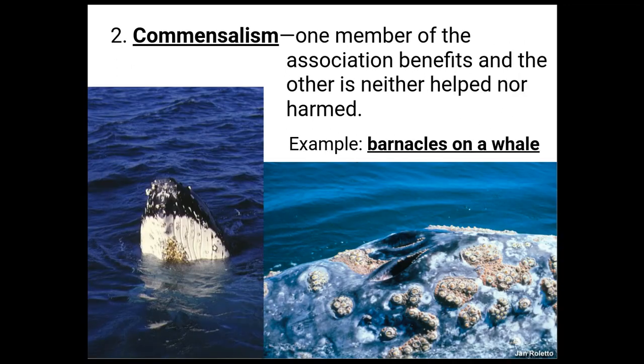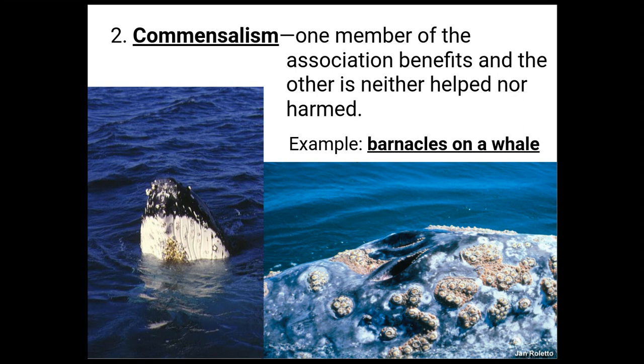Another relationship is called commensalism, where one member of the association benefits and the other is neither helped nor harmed in the process. So an example here is barnacles on a whale. The whale is not being harmed by the barnacles at all. The barnacle has a location where it can settle, it gets nutrients from the whale, but it's not harming the whale. So it's kind of like a win for the barnacles, but the whale's like, it's a zero. The whale doesn't care. It's not getting harmed.